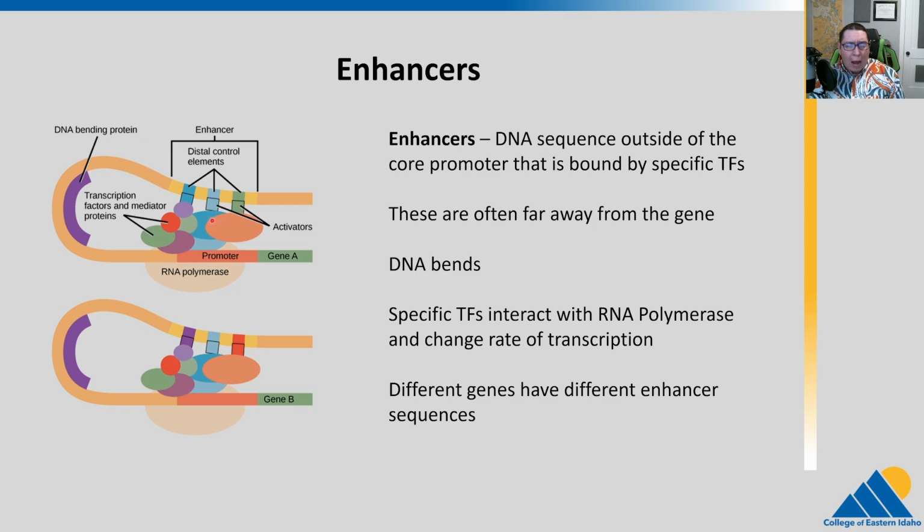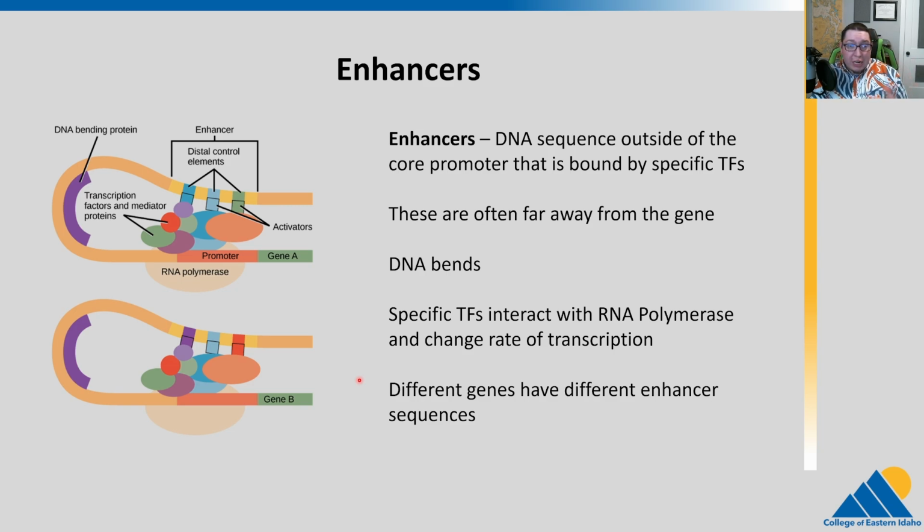So how do they interact with RNA polymerase? Well, there are DNA bending proteins that allow the DNA to fold over. And you can see that these activators, as they are called, these transcription factors, are interacting with the RNA polymerase. So they can increase the rate of transcription or they can decrease the rate of transcription. That gives us a lot of control. Instead of just being off or on, we can have it a little bit on or a little bit more on or more, up and up, right? So we can further control this.